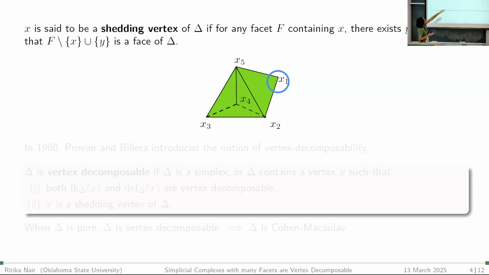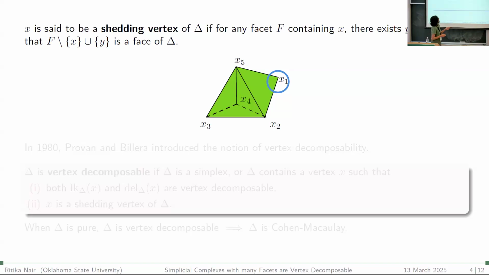So x is said to be a shedding vertex if for any facet that contains x. For example, the facet here that contains x1 is this triangle x1, x2, x5. So for any facet that contains this vertex, can you swap that particular vertex with someone else so that you're still going to get a face of the complex? For example, here, if you remove x1, what you're left with is this edge x2, x5. And yes, you can attach another vertex, say x4, to it. So you're exchanging x1 for someone else so that you can still get a face of the complex. Then you will say that x is a shedding vertex.